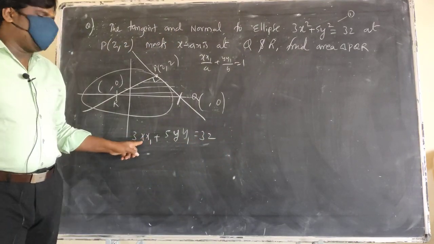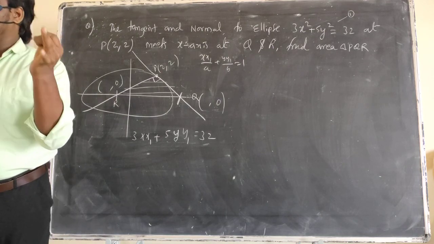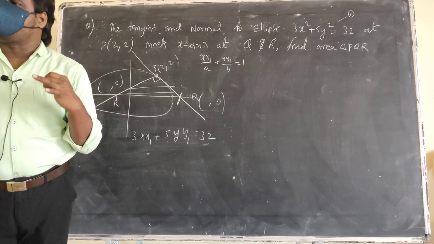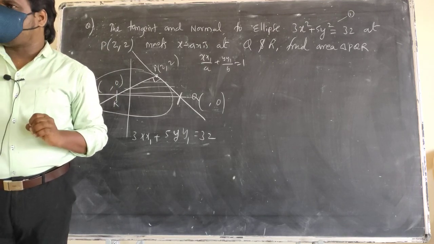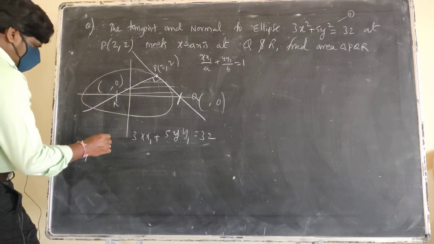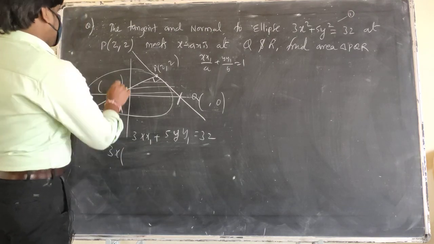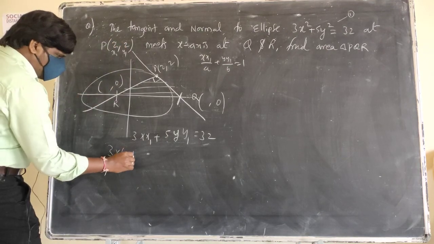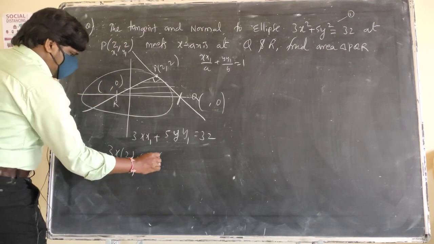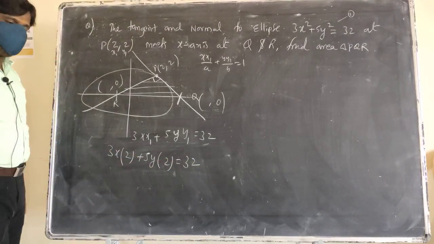However, the simple funda is that wherever x² is there, we replace it with x·x1, and wherever y² is there, we replace it with y·y1. That gives the equation of the tangent. So here it is 3 into x into x1, which is 2, plus 5 into y into y1, which is 2, equal to 32. This will give you the equation of the tangent.